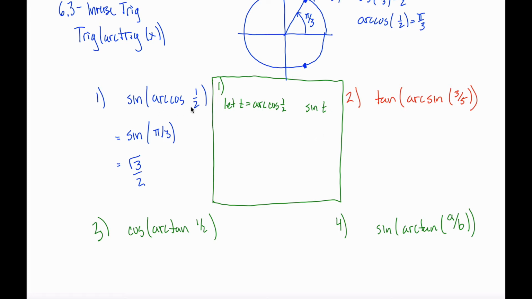You can take whatever's inside the parentheses, say that that's equal to t, and then replace whatever's inside the parentheses with a t in your second column. Yeah, I guess. Okay, good.